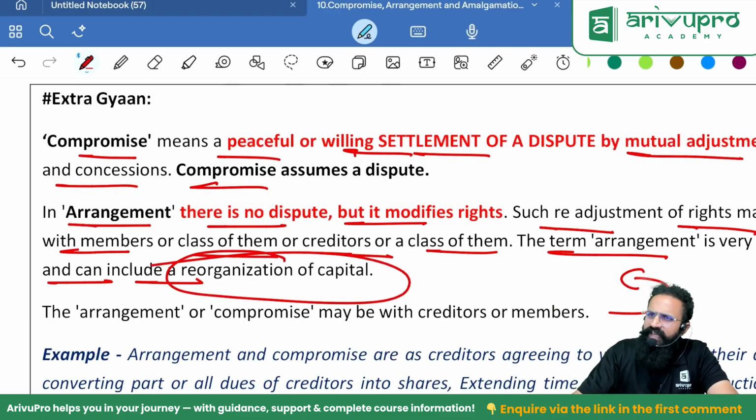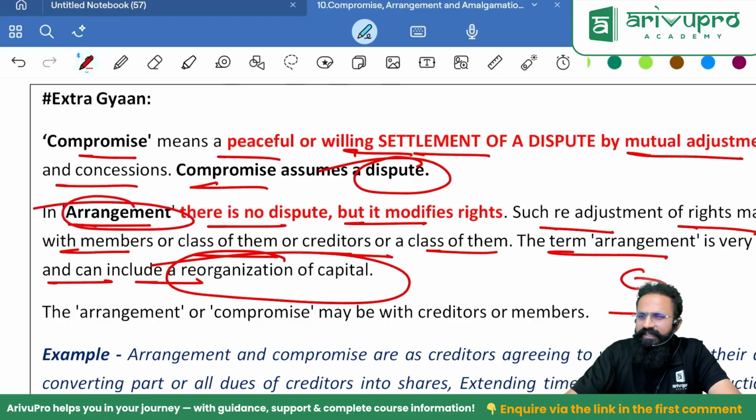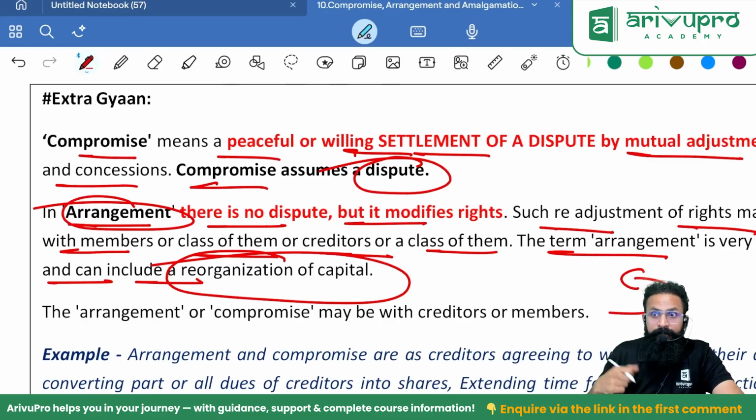But what is the basic difference between the words compromise and arrangement? In a compromise, there is always a dispute, meaning a heated argument is there. It can even be a case where you are filing it with some authority officially. In the case of an arrangement, we assume that there is no dispute as such, but the rights will always be modified. Clear?